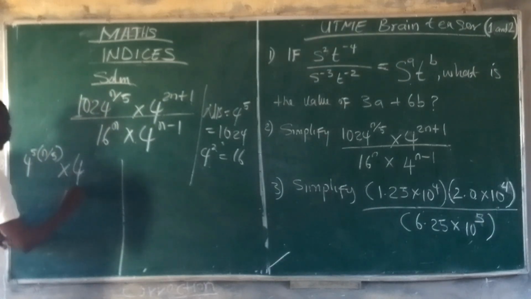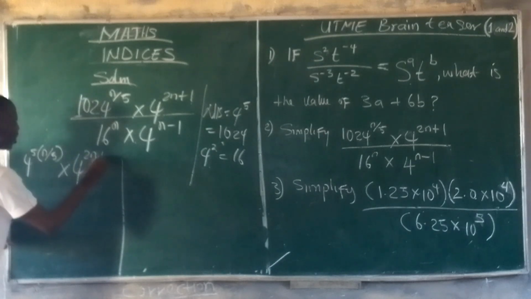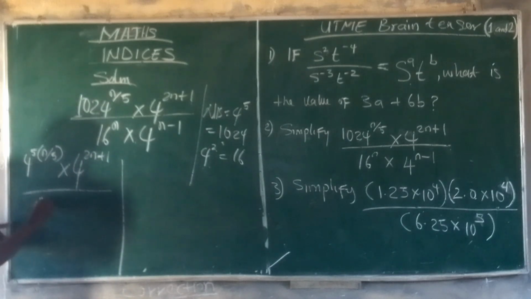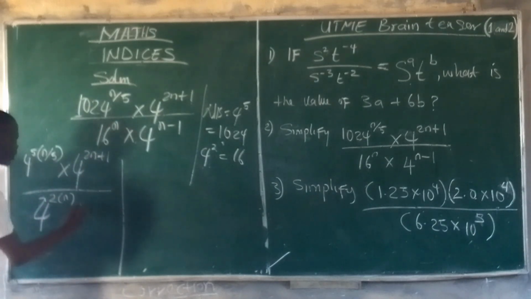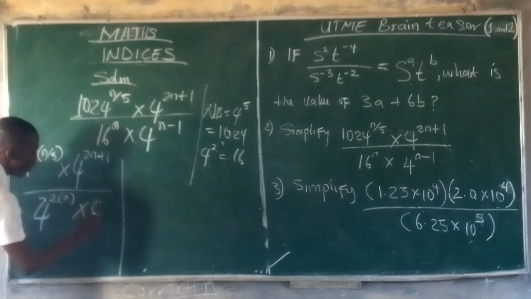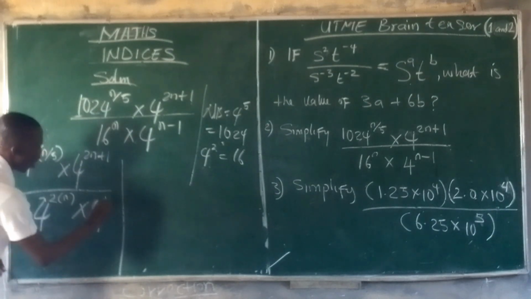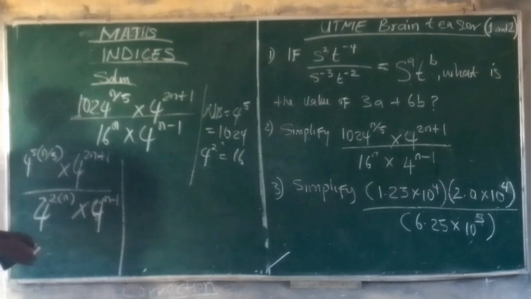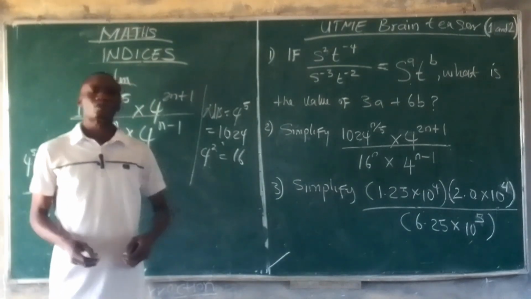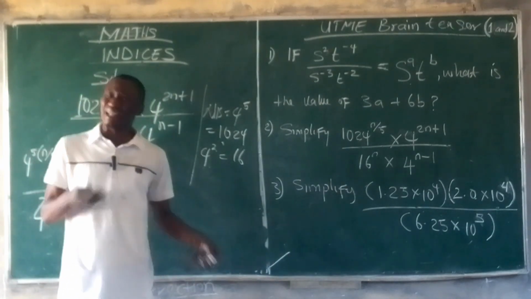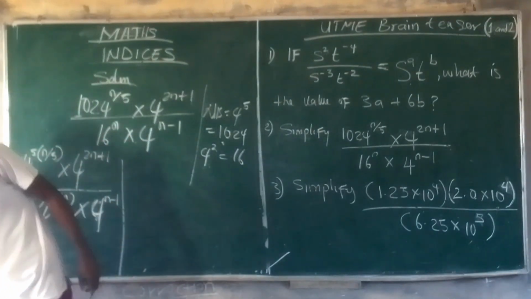I'm multiplying by 4 to the power of 2n plus 1, and I'm dividing by 4 to the power of 2, remember, I have n outside there. So I'm multiplying by 4 to the power of n minus 1. Having done this, the next thing is to apply the law of multiplication and then the law of division.